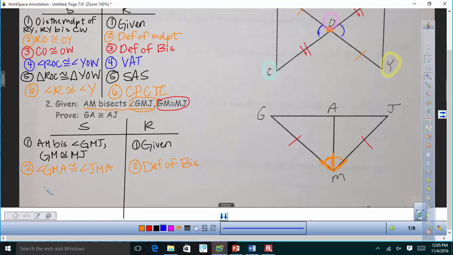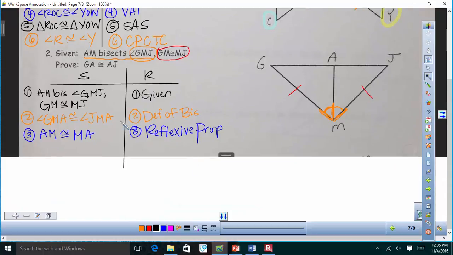So what do you see in the picture that we could write? AM is congruent to MA. Okay, and that is reflexive property. Okay, now do we have enough to prove these are congruent? Yes. So, how would we prove that they're congruent? What theorem would this be? Oh, I forgot to label my picture. So it would be side, angle, side, and we have the same side, angle, side here. So I'm going to put SAS here.